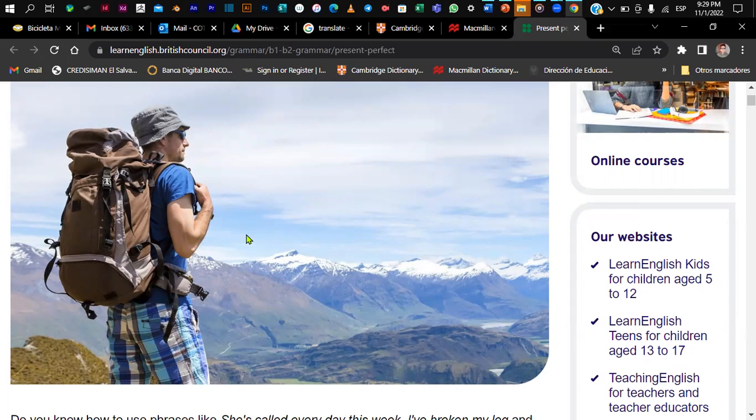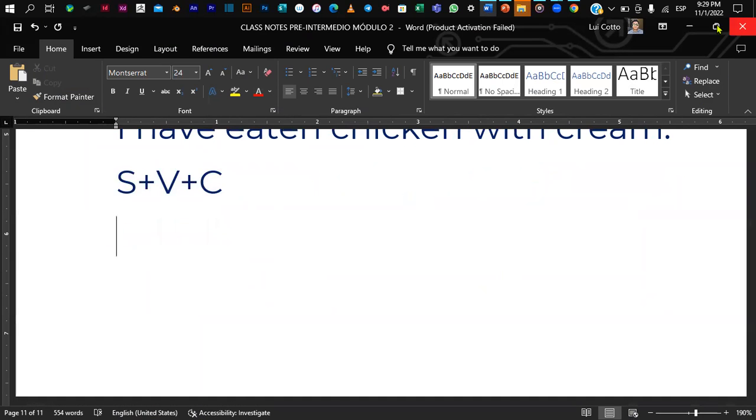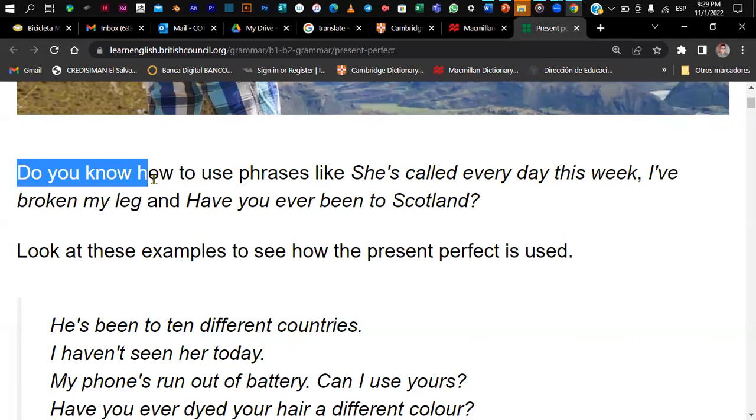I see the t-shirt blue. Okay. Or you can use present continuous: the man is wearing a blue t-shirt. The man is using sunglasses, etc. Try to focus on this to give your answers. For the answer, always: subject, verb, complement. That's all the time. Okay, let's see. Do you know how to use phrases like she's called every day this week?